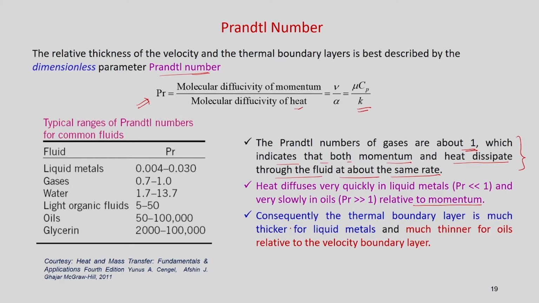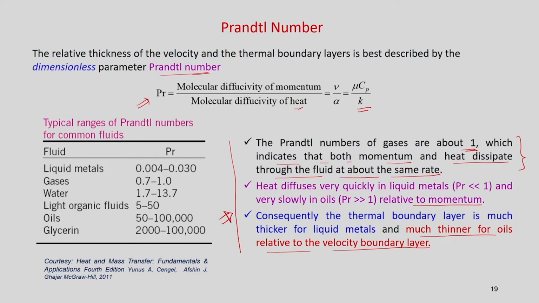Consequently, the thermal boundary layer is much thicker for liquid metals and much thinner for oil relative to the velocity boundary layer. So, these are very important aspects when we are designing a very complicated system, or when we are designing a flat plate collector.